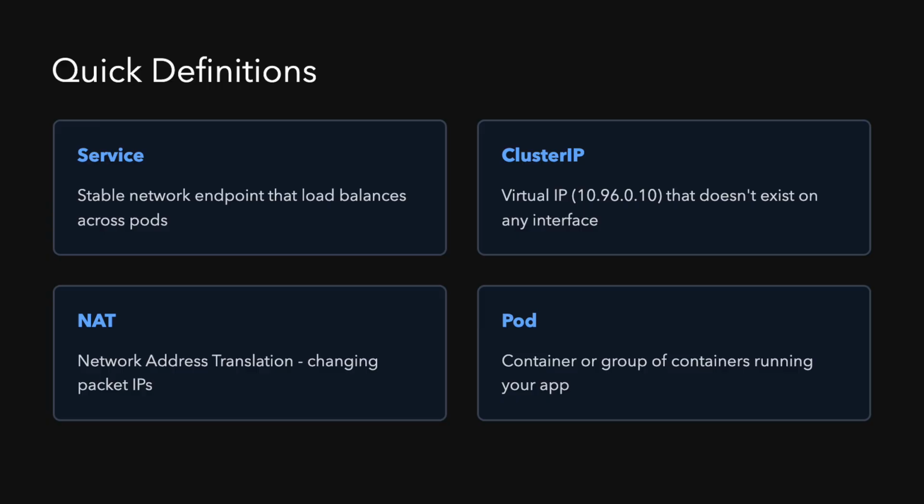A service is a stable network endpoint in Kubernetes that load balances traffic across multiple pods. The cluster IP is a virtual IP address assigned to a service that doesn't exist on any physical interface. NAT is the technique of changing packet source or destination IPs as they traverse the network stack. And a pod is a container or group of containers. It is the basic unit that runs your application in Kubernetes.